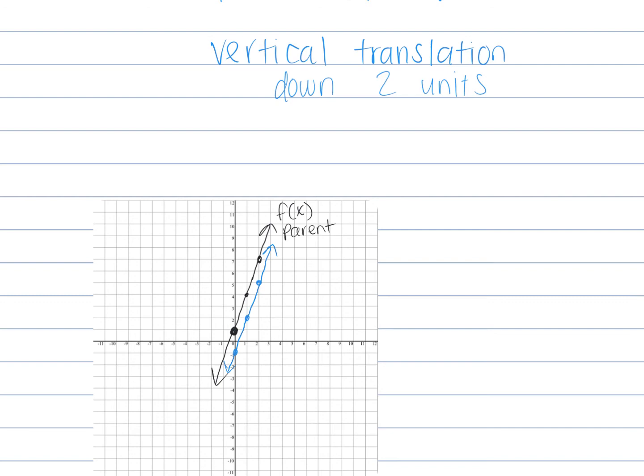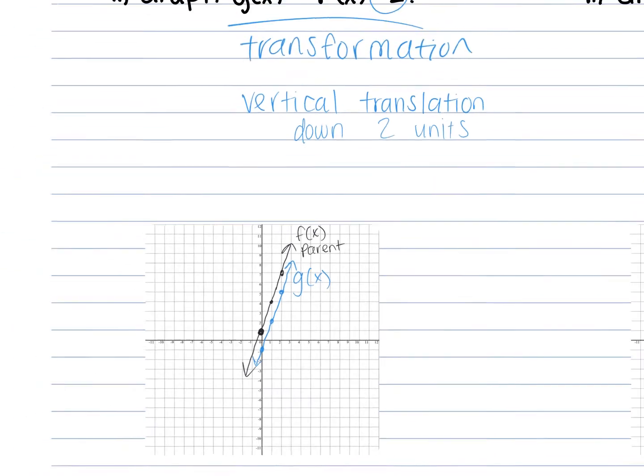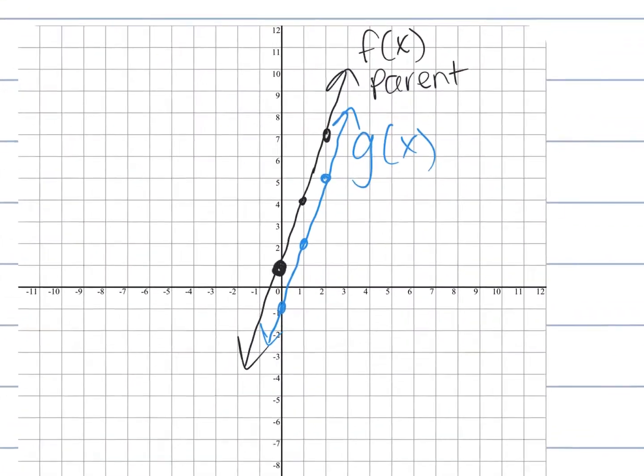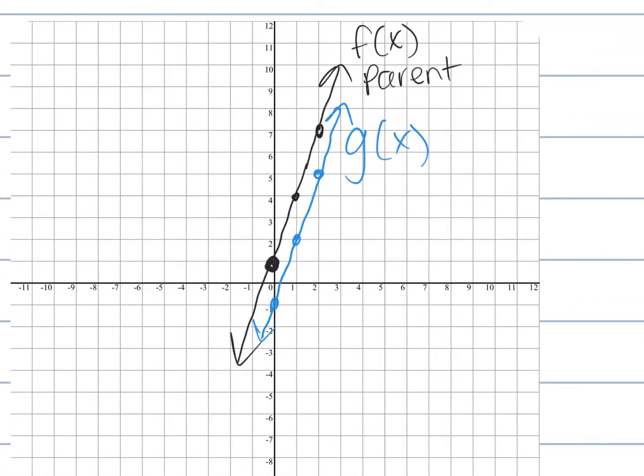And what do I call this function? G of x. AJ. Correct.